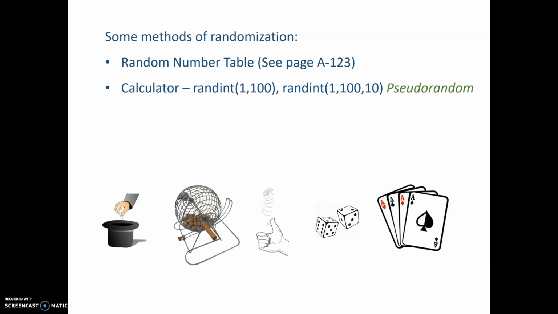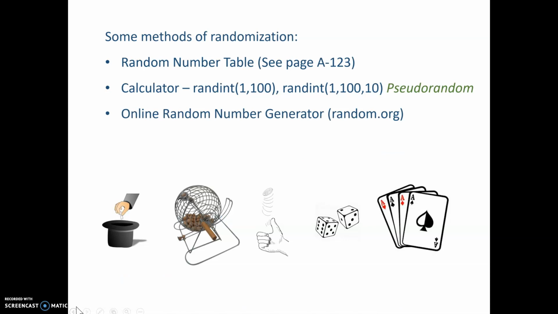Or a calculator. The randInt(1, 100) means you're going to randomly select an integer from 1 to 100. Look at the second one, randInt(1, 100, 10). Of course, that just means that we're picking 10 random integers from 1 to 100, and we call that pseudo-random. The reason why we call it pseudo-random is because the calculator has to do something to get that number. There has to be an algorithm in the calculator, which is why we had to seed our calculators over the summer.